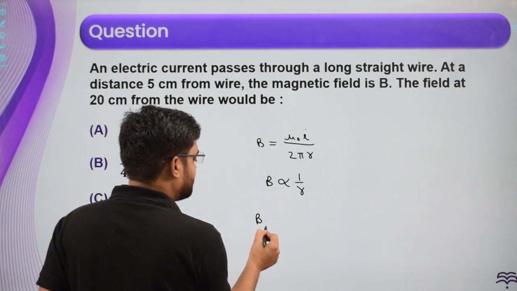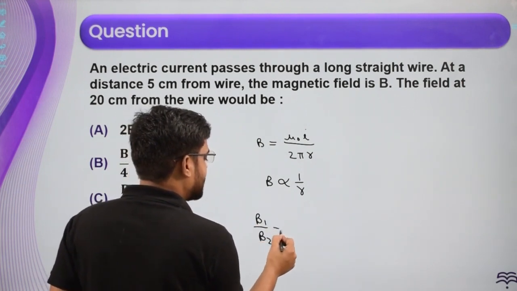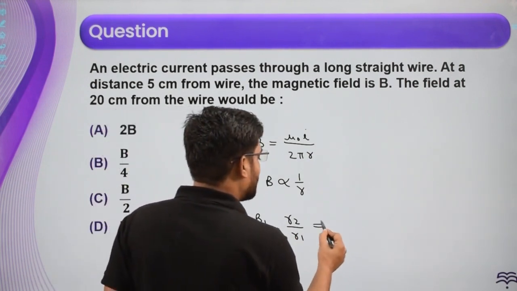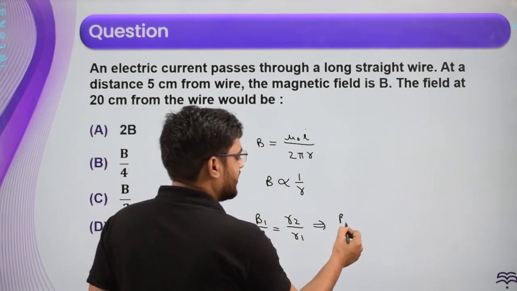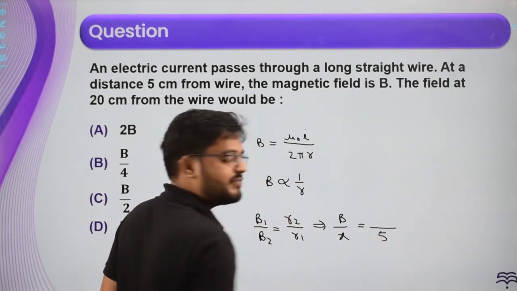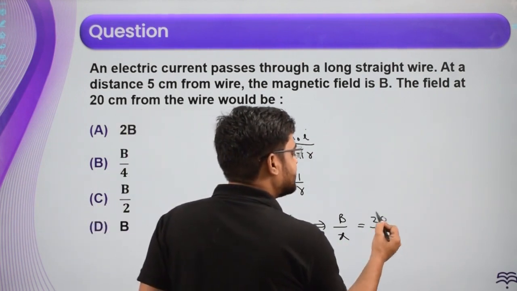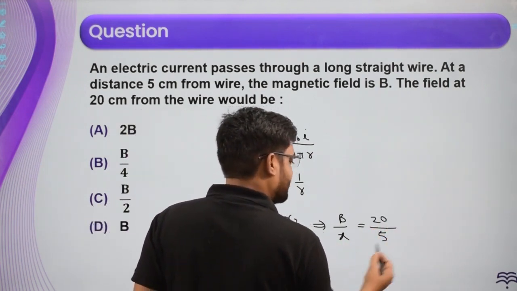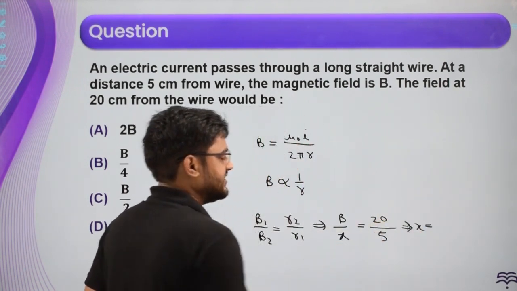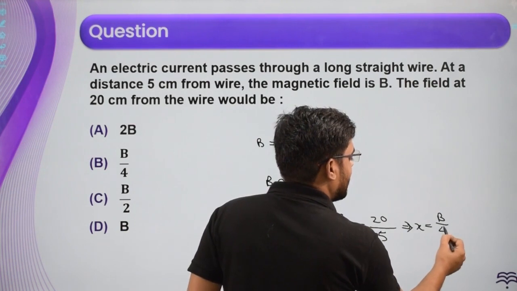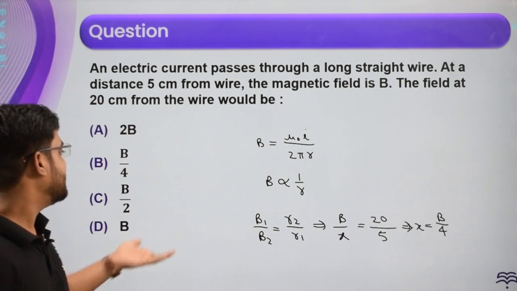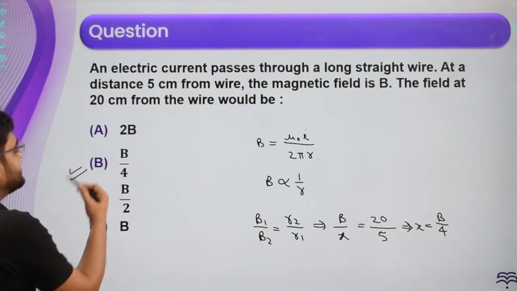So I can just write that B1 by B2 is nothing but R2 by R1, because it is inversely proportional. In case number 1, the magnetic field is B when the distance is 5 cm. In case number 2, we have to get the magnetic field when the distance is 20 cm. So it is B by X equals 5 by 20, and once we solve, we get X, the required magnetic field at 20 cm distance, as B by 4. And since it is inversely proportional, you are making the distance 4 times, so B will be reduced by 4 times, and hence B is the correct option.